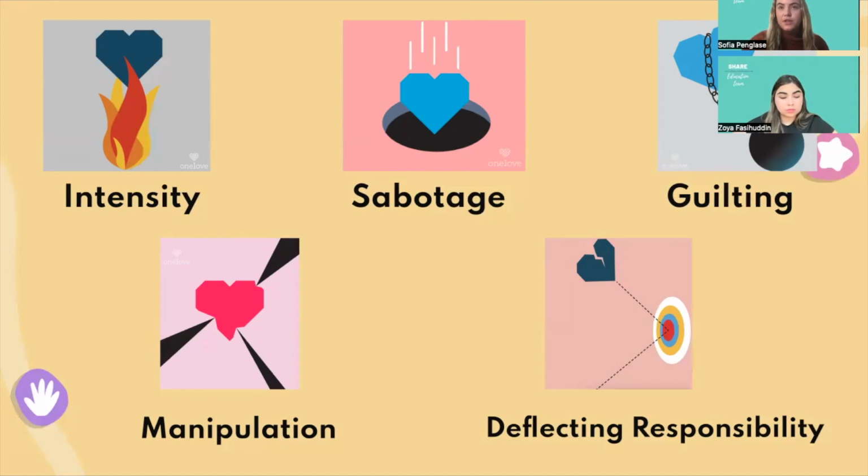Sabotage. Unhealthy partners will use manipulation to control your decisions, actions, and emotions. Examples include a partner that says, "If you trust me, you will send me nudes."